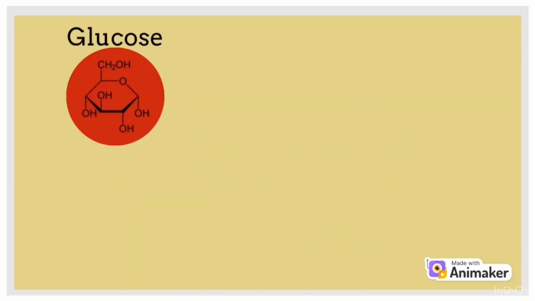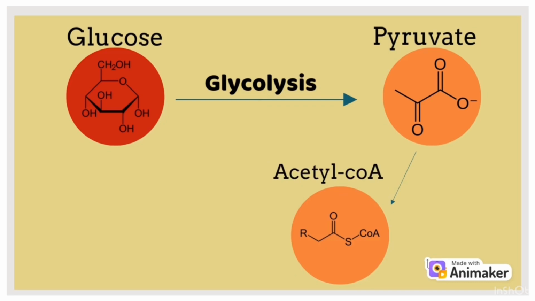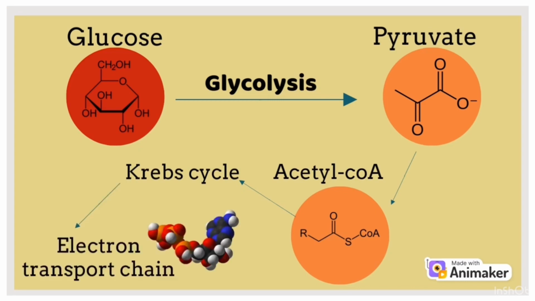Glucose will undergo glycolysis to form two molecules of pyruvate. Then, pyruvate will be further degraded into acetyl-CoA, where it will continue degradation by the Krebs cycle and the following electron transport system, which will form a bundle of ATPs, usually 36 in total.